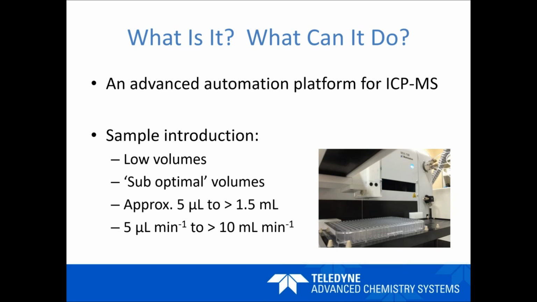And then this system gives you complete control over the introduction flow rate that you'd want to work with. So, for example, we can go down to around about 5 microliters per minute, but then up into excess of 10 milliliters a minute, and well beyond if you wanted to, which is well beyond what you would need for ICP-MS sample analysis.